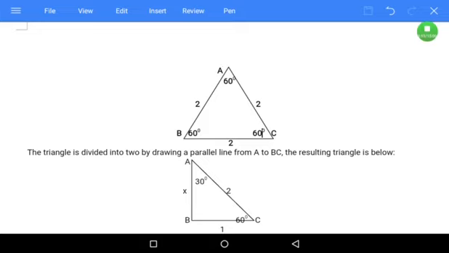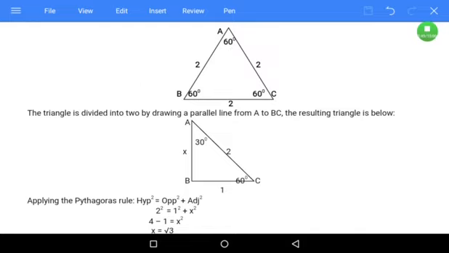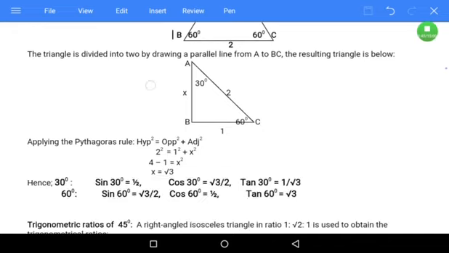Okay, if I divide this triangle into two equal halves by drawing a line perpendicular to BC, a line from A to this point, that line should be straight and perpendicular to the line BC. That line will divide that triangle into two equal halves, and of course divide this angle here into 30 and 30. So we have this down. The triangle is divided into two by drawing a straight line from A to BC, a perpendicular line, sorry, not parallel line. Now from A to BC, the resulting triangle is drawn below.